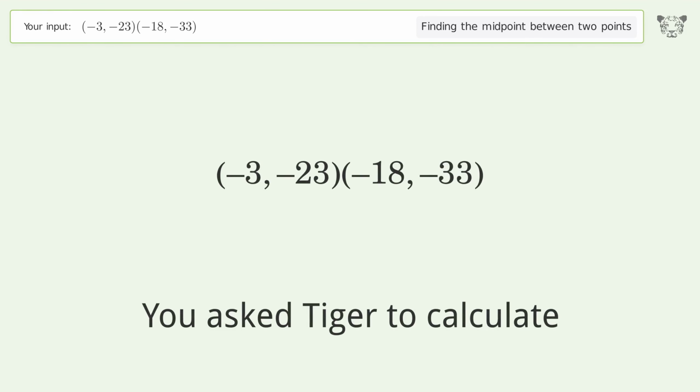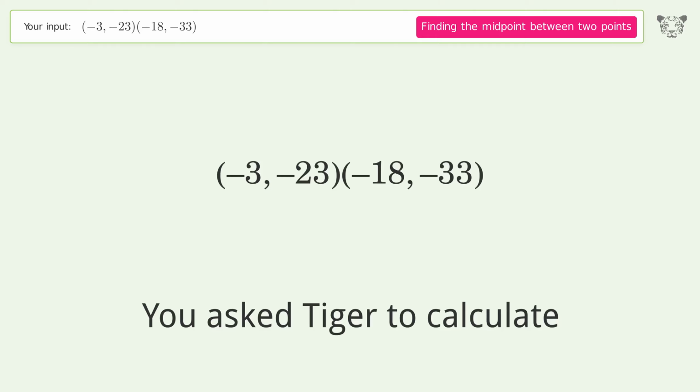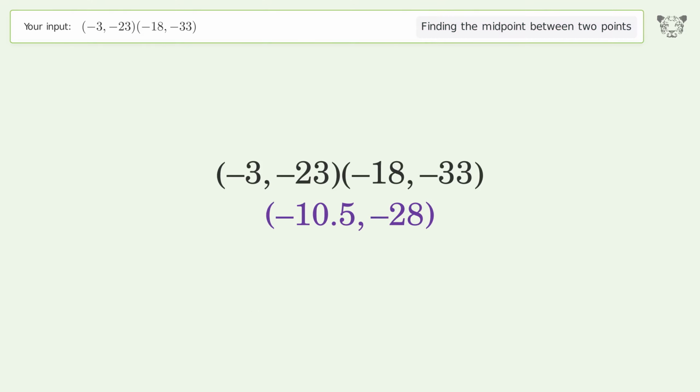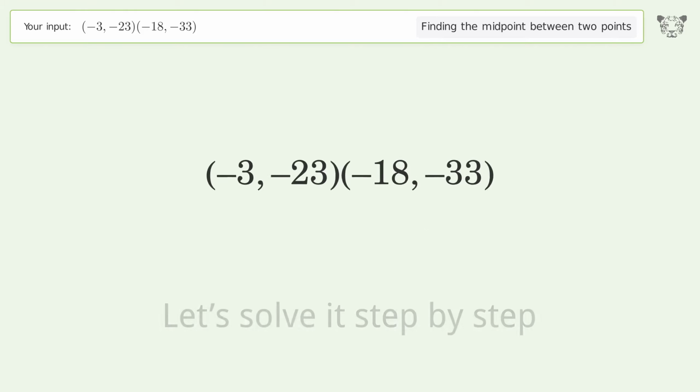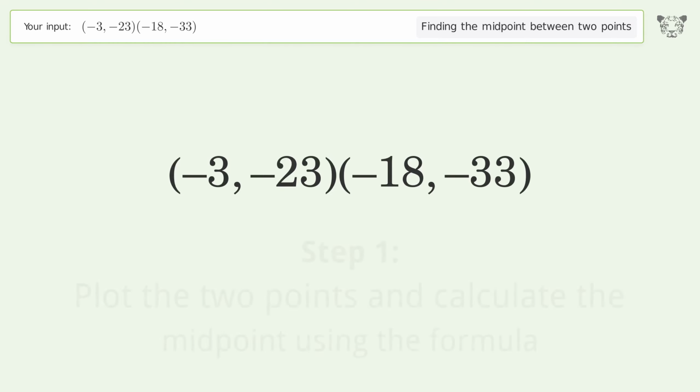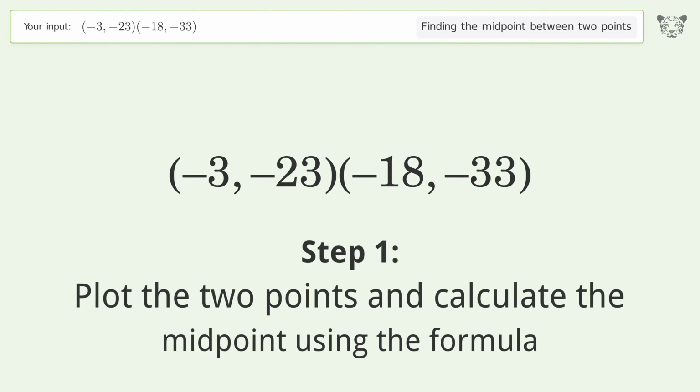You ask Tiger to calculate. This deals with finding the midpoint between 2 points. The midpoint between the 2 points is -10.5, -28. Let's solve it step by step. Plot the 2 points and calculate the midpoint using the formula.